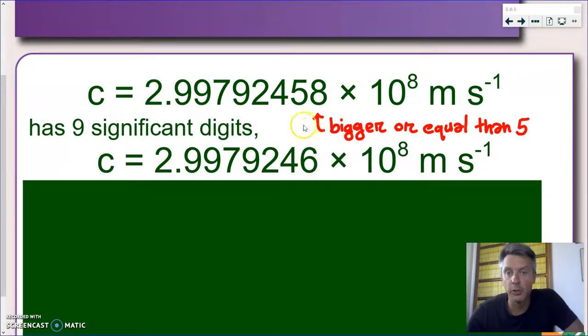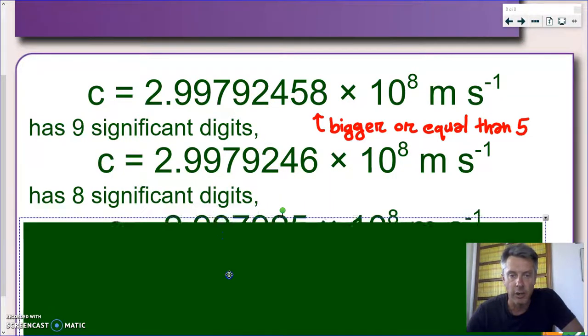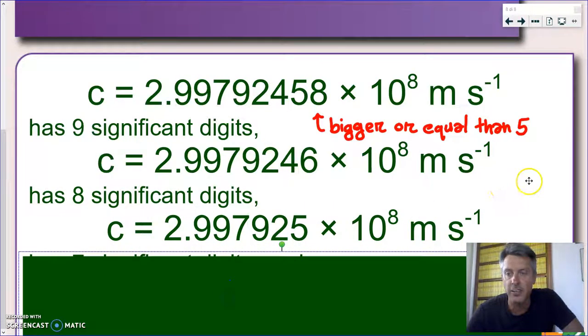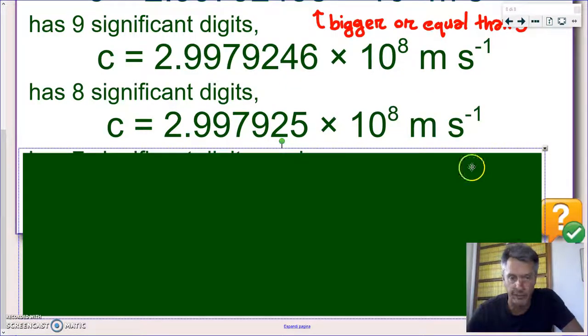What if we want to round up even more? Let's imagine we want to cut it here. So we want to have the speed of light with 7 significant digits. Well, again, what digit is this? This is a 5. The same rule applies. The next digit has to be increased by 1. So, not surprisingly, this is the number we're going to end up with.